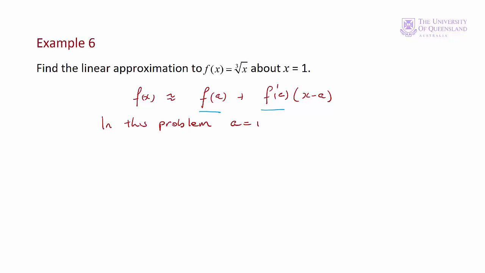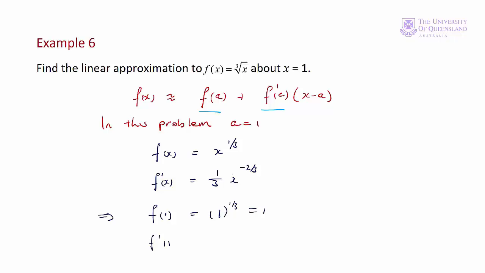First, let's find the first derivative. f of x is equal to x to the 1/3. The first derivative is equal to 1/3 x to the minus 2/3. That implies that f of 1 is equal to the cube root of 1, which is equal to 1. The first derivative evaluated at 1 is equal to 1/3 times 1 to the minus 2/3, which is equal to 1/3.